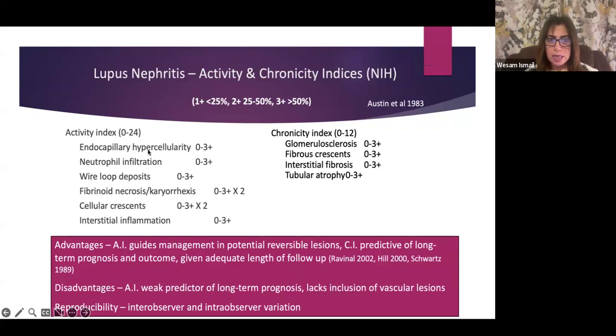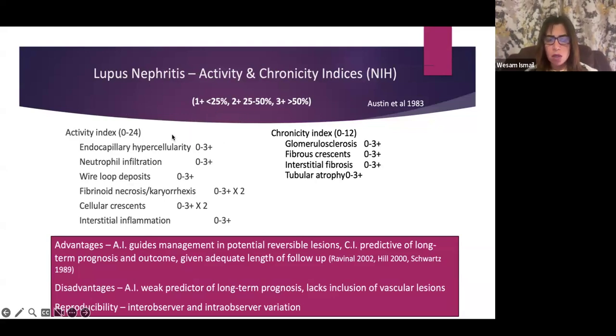Basically, what we do is that we score 6 criteria, and we consider that these 6 criteria are evidence of activity. What are these 6 criteria? What we call endocapillary hypercellularity, presence of neutrophils, presence of wire loop deposits, or what we call subendothelial deposits, presence of fibrinoid necrosis, cellular crescents, and the presence of interstitial inflammation. And we give a score from 0 to 3. How do we score? By the number of the glomeruli.